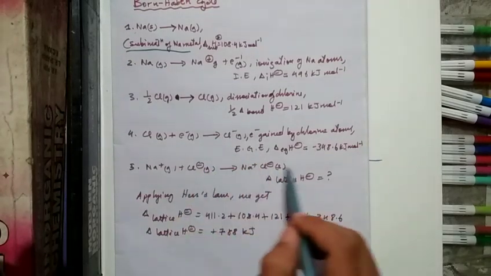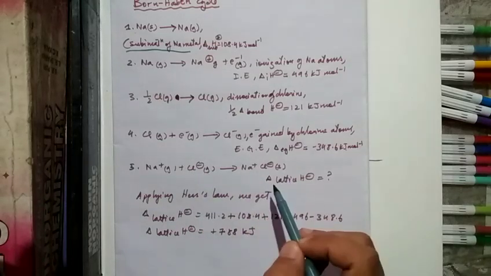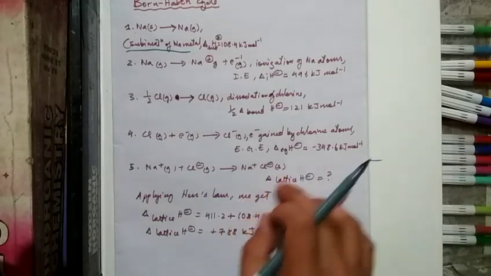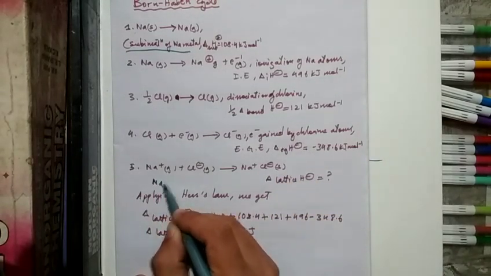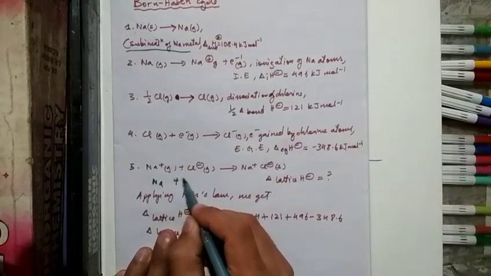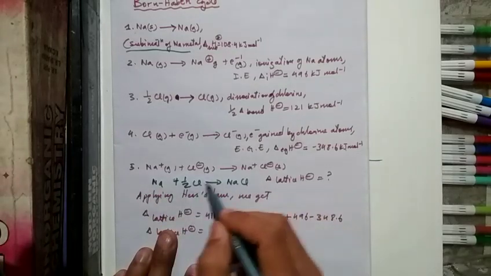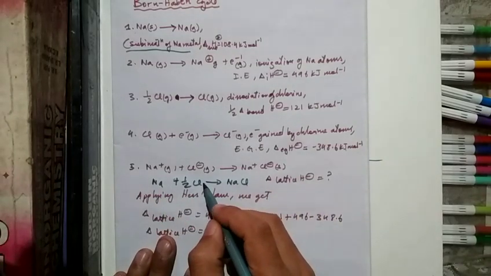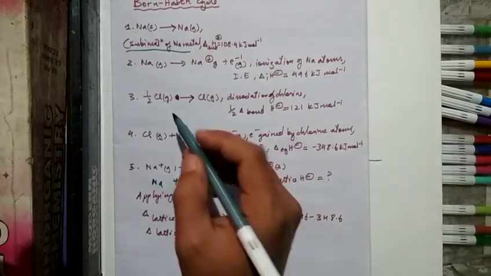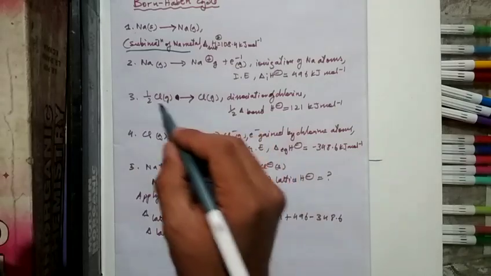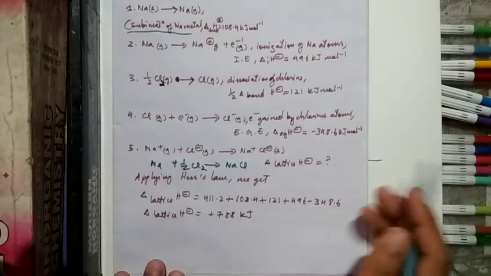Now we don't know this lattice enthalpy, from Na plus and Cl minus gas to solid NaCl. In actual case the reaction will look like this: Na plus half Cl2 to give NaCl. I forgot to write the 2, half Cl2.